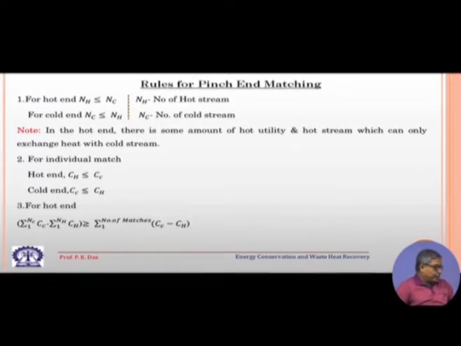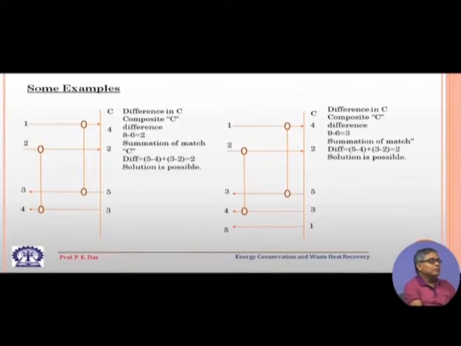With this I can take some example. Let us say these two are two streams, and these are two different streams. So, 4 streams are there. So, the first thing is the difference in composite C. It will be 8 minus 6, that is 2. See, this 1 2 3 4 are the stream numbers, and here 4 2 5 3 etc. are the heat capacity rates.